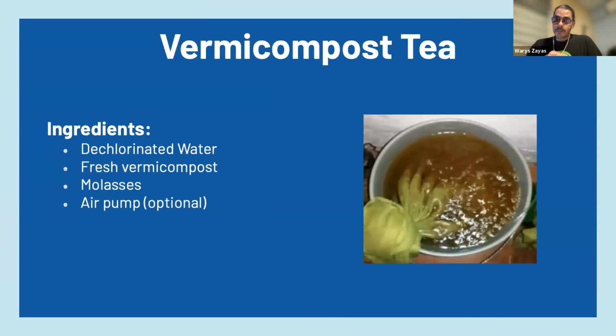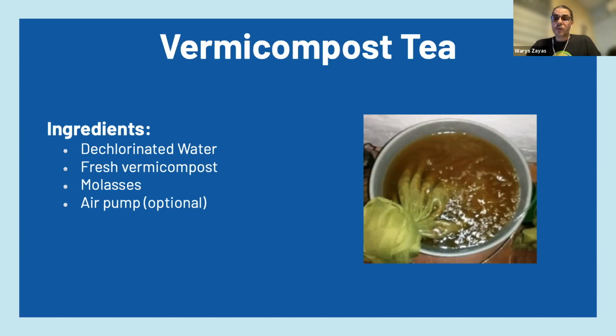Okay, so let's see another way that we can use the vermicompost or the worm casting, especially if we don't have an abundance of that material, right? It's by making vermicompost or worm casting tea, as we make compost tea. So what we are doing when we brew this kind of tea is to dilute the nutrients and to increase the microorganisms in the material, right?